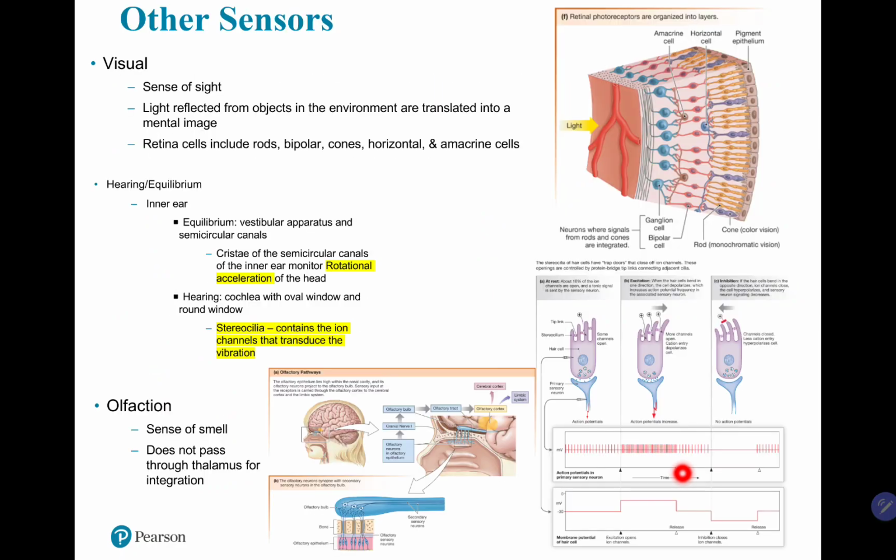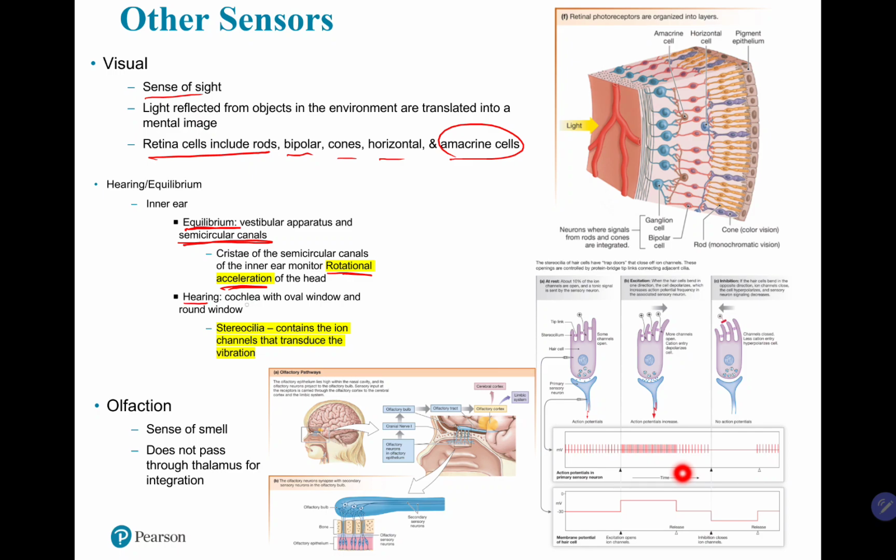When we're looking at other senses, visual is the sense of light. Light is going to be reflected off objects in the environment and translated into a mental image, through retinal cells that include rods, bipolar cells, cones, horizontal cells, and amacrine cells. When we're looking at our hearing apparatus, the inner ear will consist of our equilibrium apparatus, which is going to be those semicircular canals. The semicircular canals have cristae in them, and that's going to monitor rotational acceleration of the head.